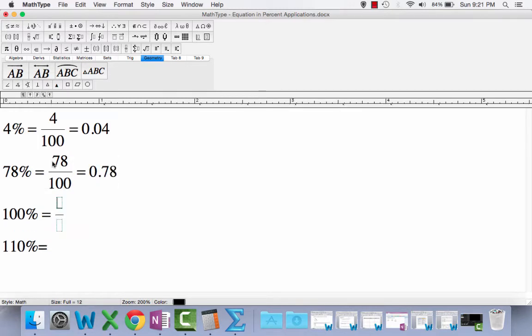100% is 100 out of 100. So that's going to equal 1.00, making it still end at the hundredths place, which we would usually just write as 1.